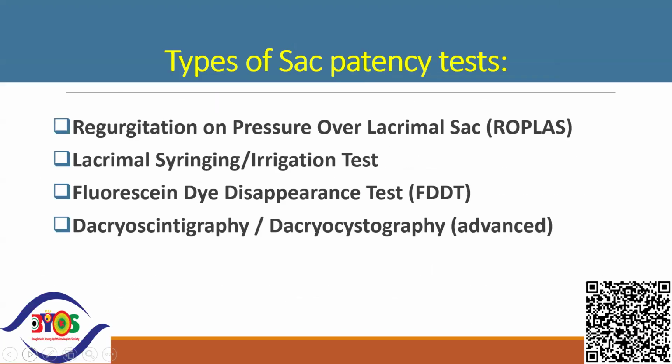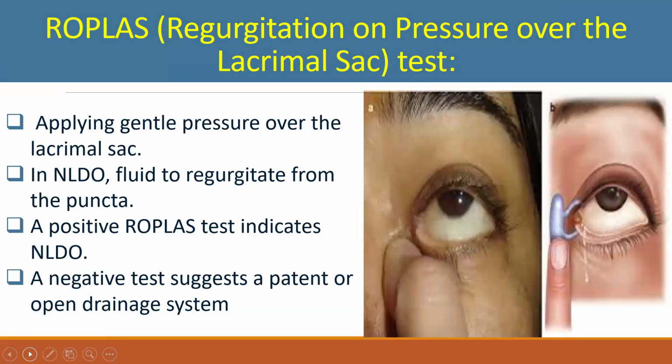Now here come the types of sac patency tests. Mostly in our outpatient department, we do the regurgitation on pressure over the lacrimal sac, which is the ROPLAS test. The gold standard is the lacrimal syringing or irrigation test. There are other tests, that is FDDT, which is the fluorescein dye disappearance test, and the advanced tests are dacryoscintigraphy or dacryocystography.